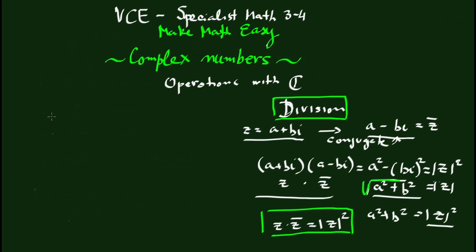With our division, say for example, what do we do with dividing, say, a plus bi? We want to divide by c plus di. What do we do? We multiply the denominator with a conjugate. So in order to rationalize, we rationalize the complex number for division.